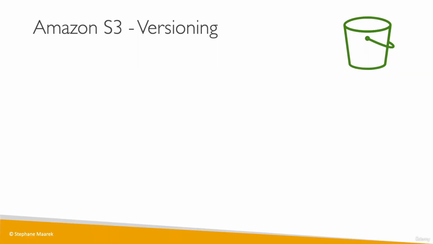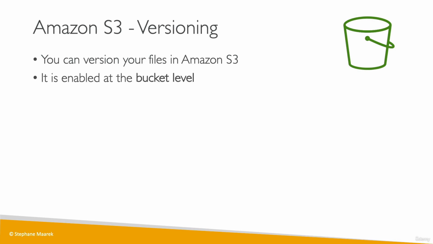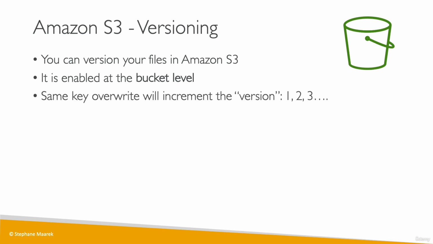So now let's talk about Amazon S3 versioning. So your files in Amazon S3 can be versioned, but it has to be enabled first at the bucket level. So we'll do this in the hands-on. So that means that if you re-upload a file version with the same key, then it will override it, but it won't override it.